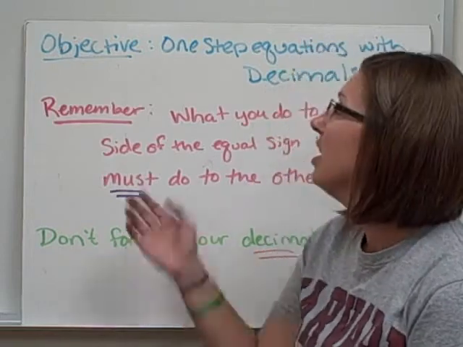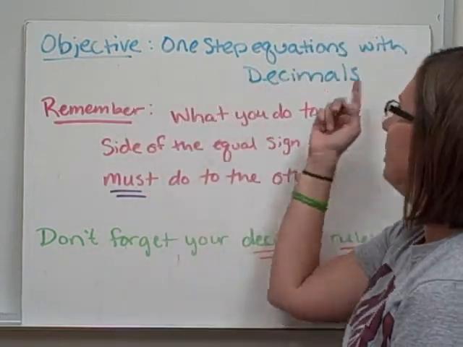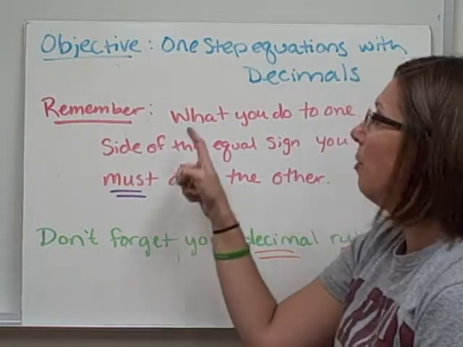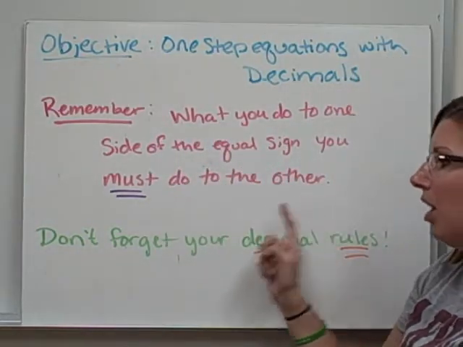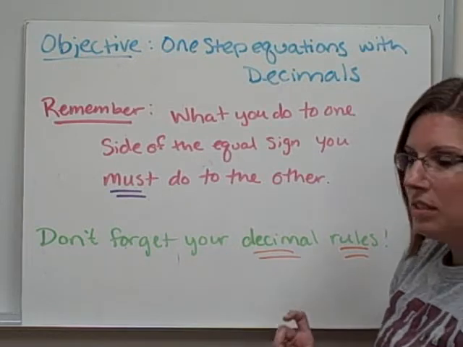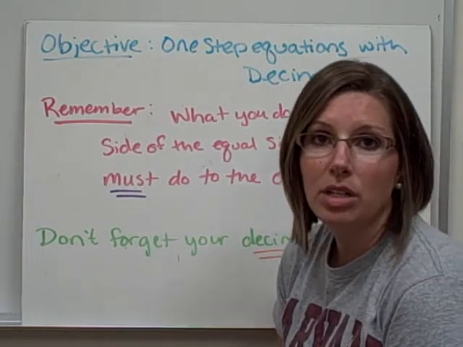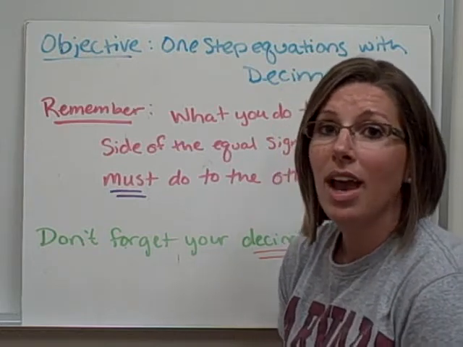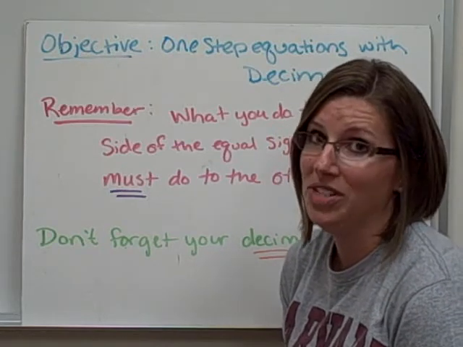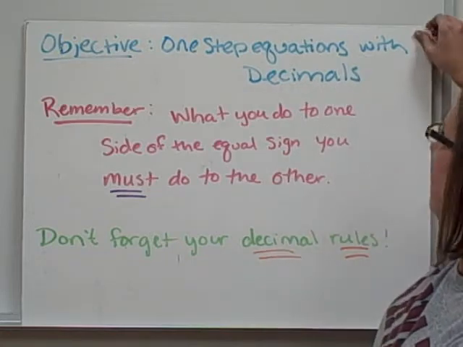Okay, guys and girls, today we're going to talk about one-step equations with decimals. Remember, what you do to one side of the equal sign, you must do to the other, and don't forget your decimal rules. With addition and subtraction, we line up the decimals. With multiplication, we do not. And with division, we need to do long division. Okay, here we go.